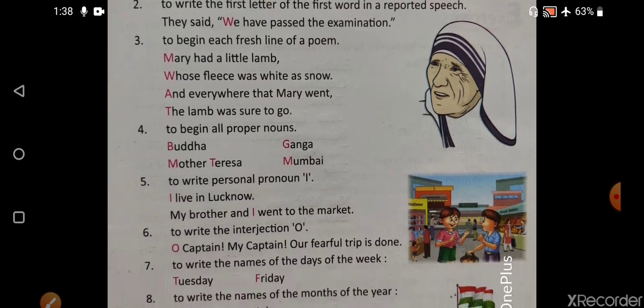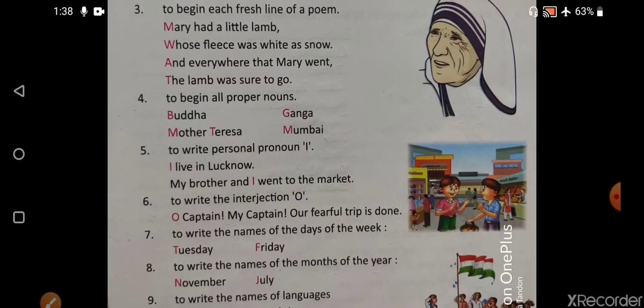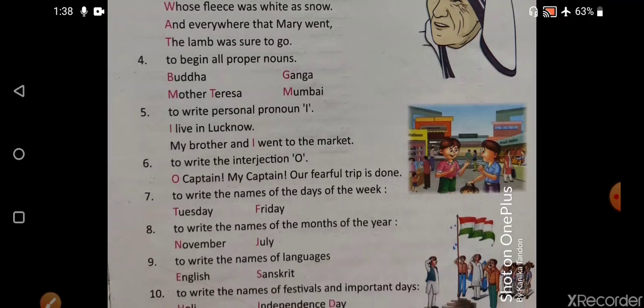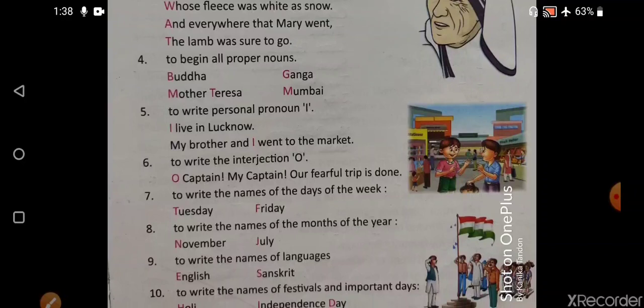To begin all proper nouns. Proper nouns are always written in capital letters, even if they are in the middle of the sentence. To write the personal pronoun I. Wherever you are writing the personal pronoun I, not wherever you're writing the alphabet I. It's like wherever you are mentioning yourself in a sentence, even if it is in the middle of it, you'll have to put I as a capital. To write the interjection O, you have to write the interjection O in capitals.